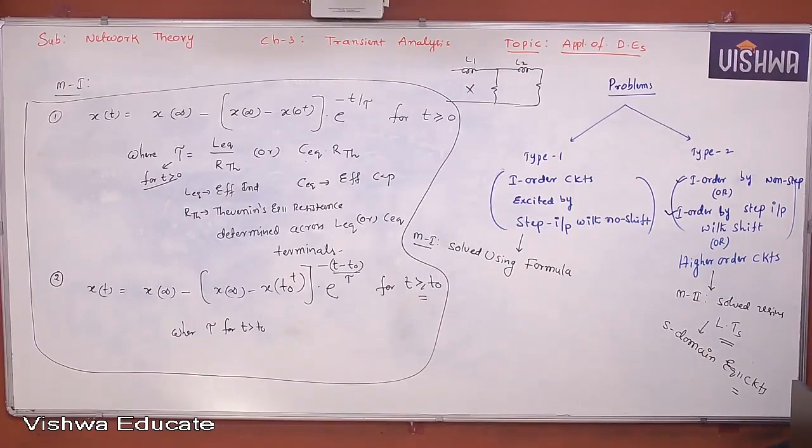Second type of problems are simple first order circuits excited by a non-step function. That means ramp, parabolic, impulse, otherwise. Or first order circuits, sometimes first order circuit only, but excited by step input with shifting, U of t minus 2, U of t minus 10, like that. Or else higher order circuits. Any of these will fall under type 2.